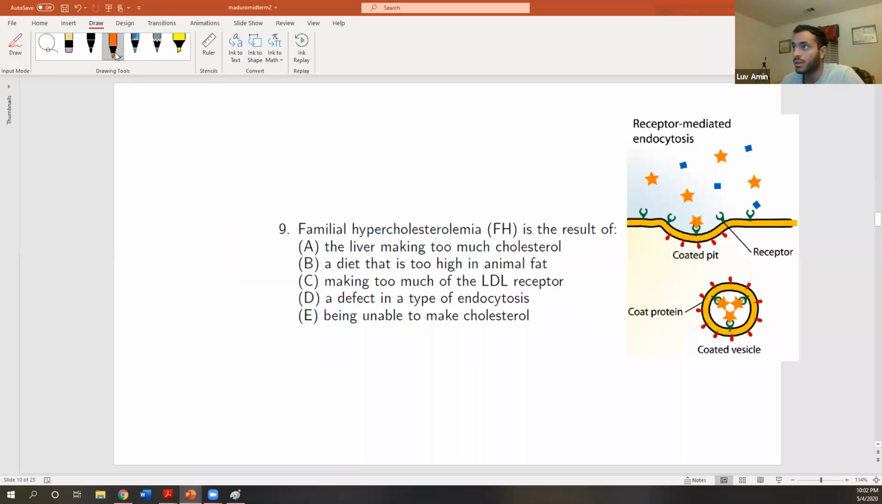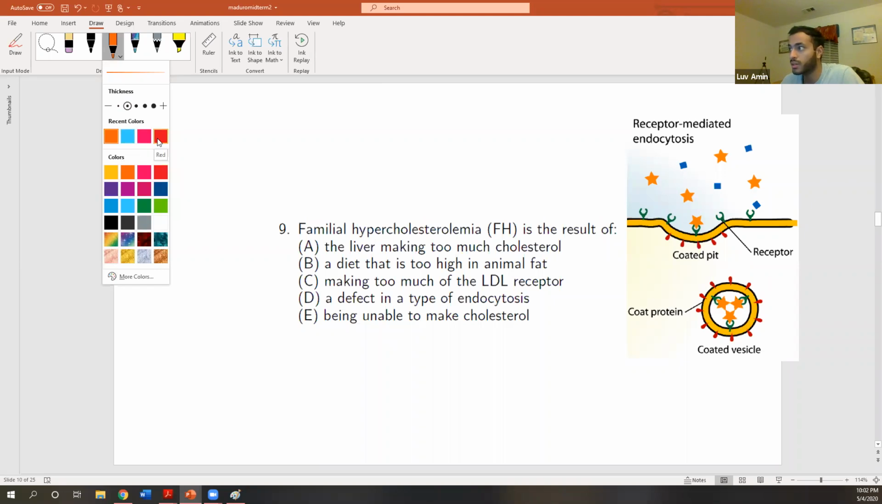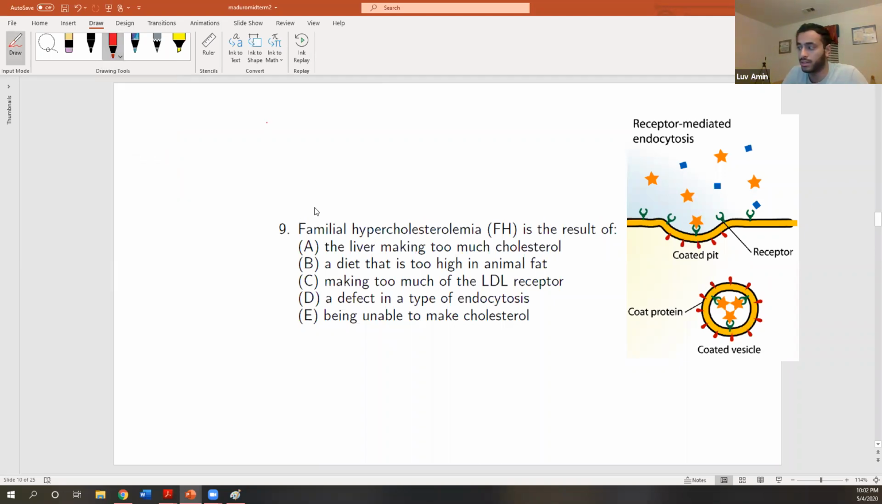All right, so number 9 is dealing with familial hypercholesterolemia, which is one of the diseases that you guys talked about in your lectures. And so what is it? Well, hypercholesterolemia. So hyper means too much of something, right? So in this case, we're talking about cholesterol. And in our body, cholesterol is transported through something called LDL, all right? Low density lipoprotein, right? Well, what happens is this travels in your blood.